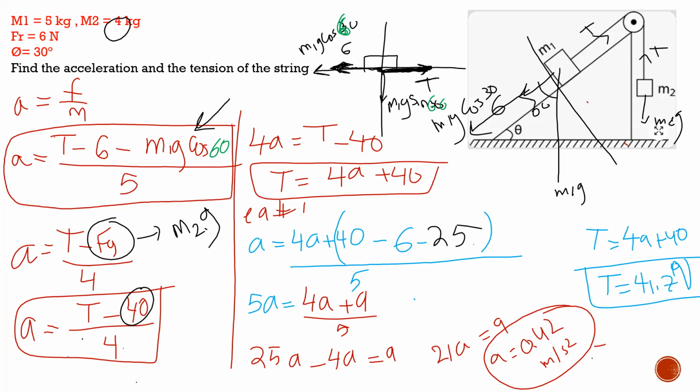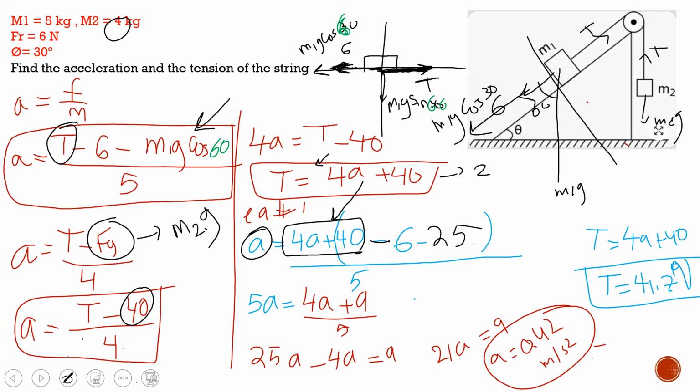And A equals 4A plus 40 minus 6 minus 25. Here I replace T from equation number 2 into equation number 1. Look here, T I wrote as 4A plus 40 minus 6 minus M1G cosine 60, which is 25.